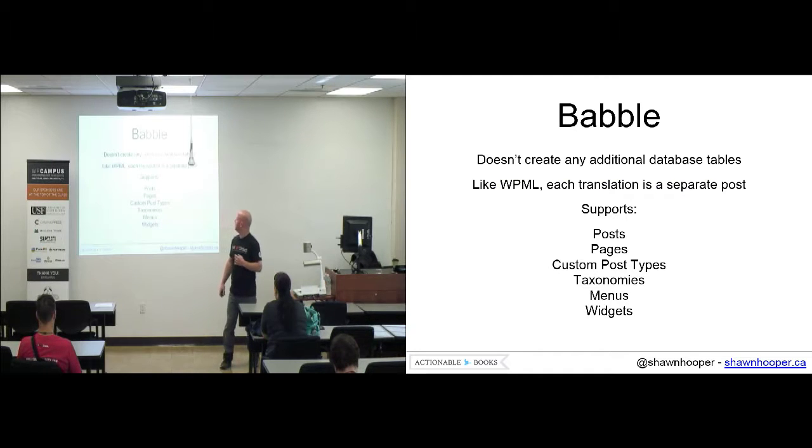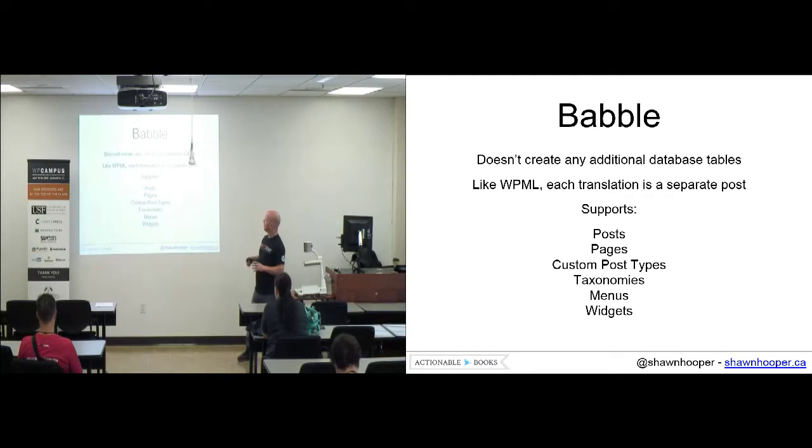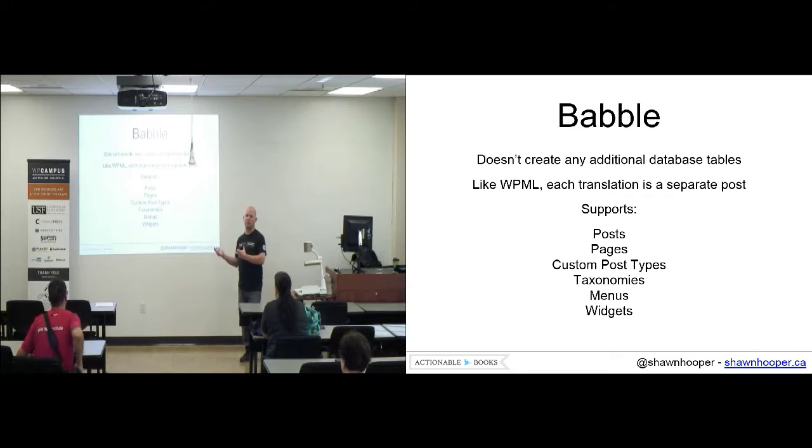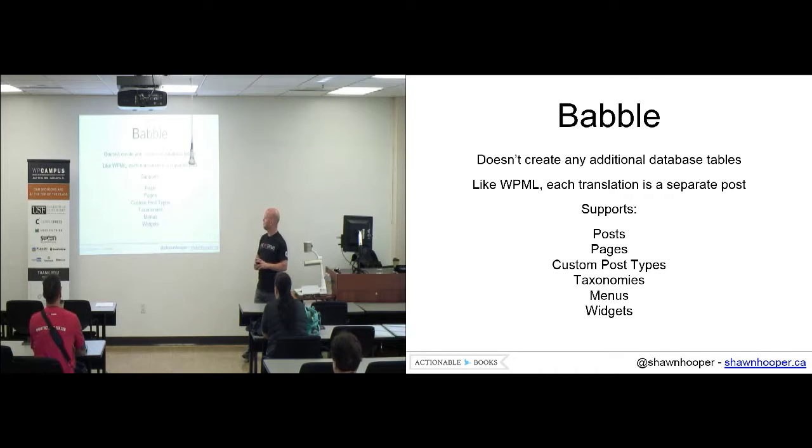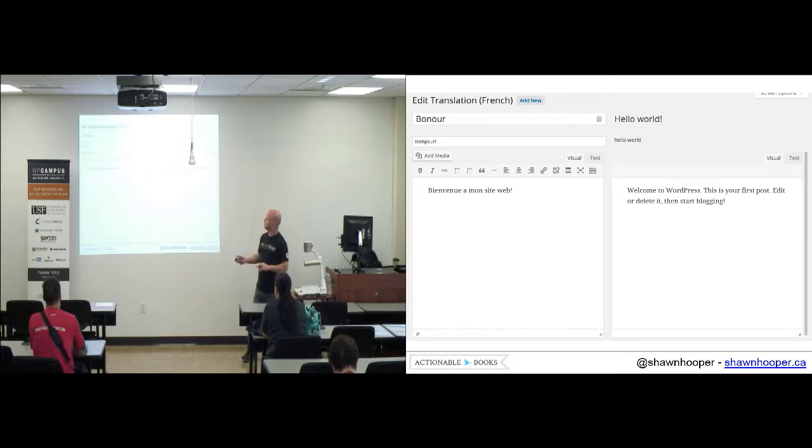Now, Babel doesn't create any additional database tables. It uses only the core tables that come with WordPress, so that supports the way VIP development works, WordPress.com development. And like WPML, translations are in separate posts. It doesn't use the shortcode format that we were just looking at with QTranslate X. It supports the translation of posts, pages, custom post types, taxonomies, menus, and widgets. And they use a side-by-side editor format like this.